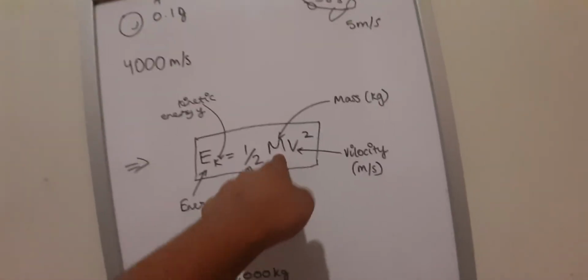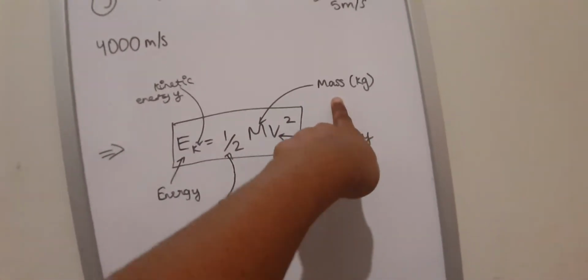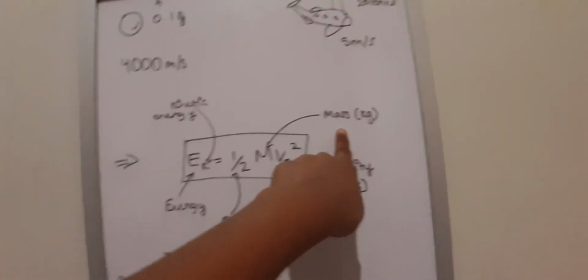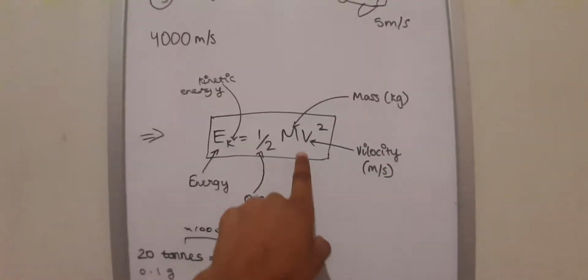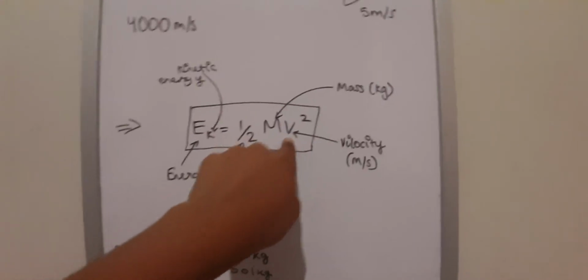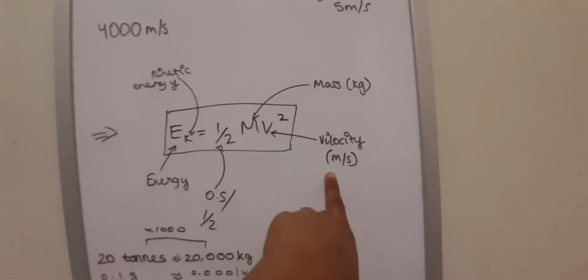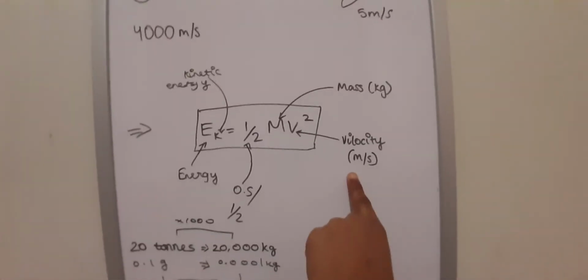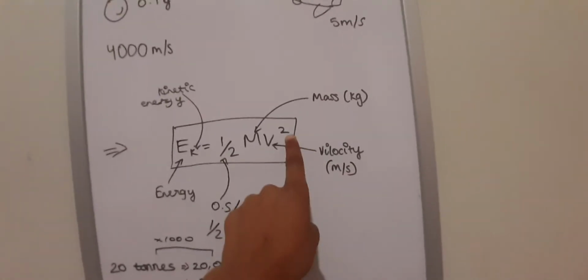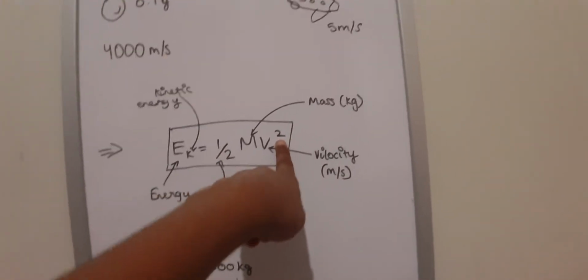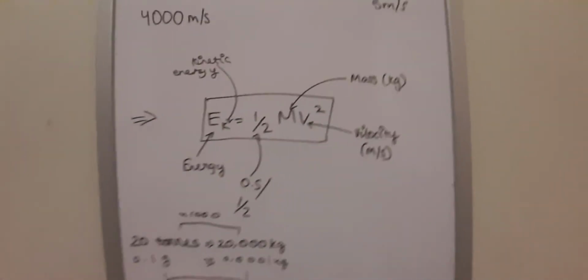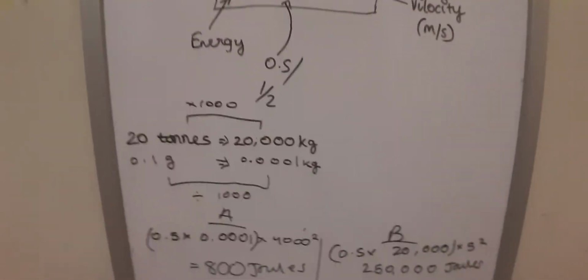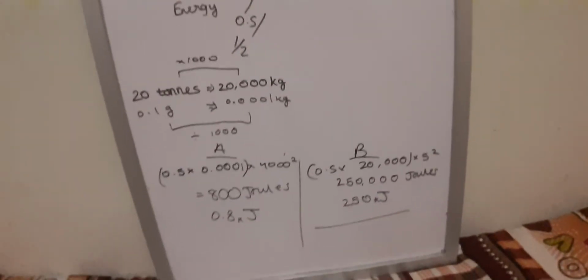So M means mass. Mass is always in kilograms. It will always be used in kilograms. Then V. V means velocity. That will always be in meters per second. Then there is the square sign. This is what each part of this formula means. Now let's work this out.